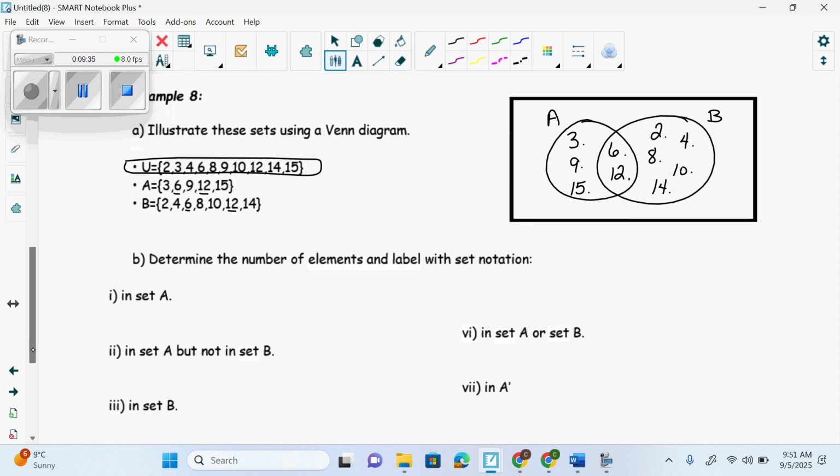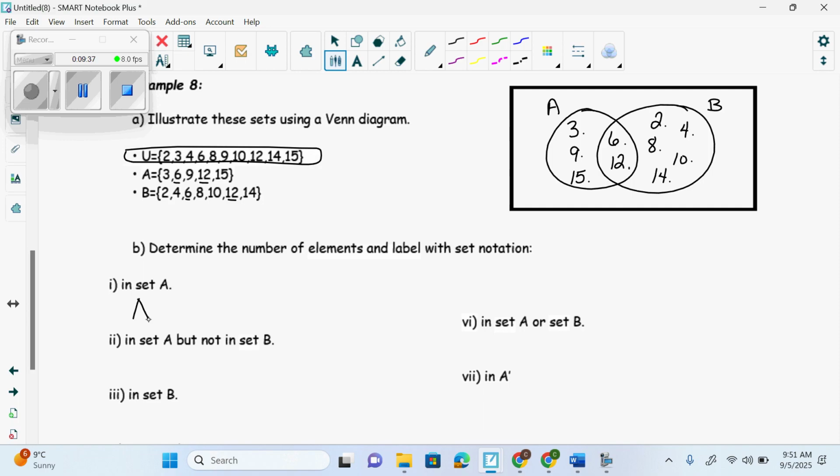So determine the number of elements in set A and label with set notation. So in set A, we go set A equals, and then we'd have to go N of A. Remember, we have to show it with that N in front. How many are in A? Does it say A only or A? It says A. So we have to count every number that is in A, including the ones that are overlapped. Yes? So how many are in A? Count it in your head. Write a number down. We'll see if we have the same one. Should be 5. 3 on the outside, 2 in the overlap, right?